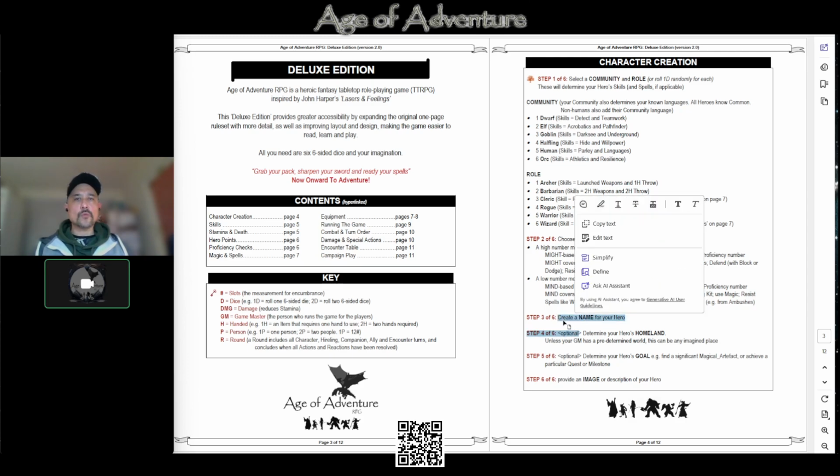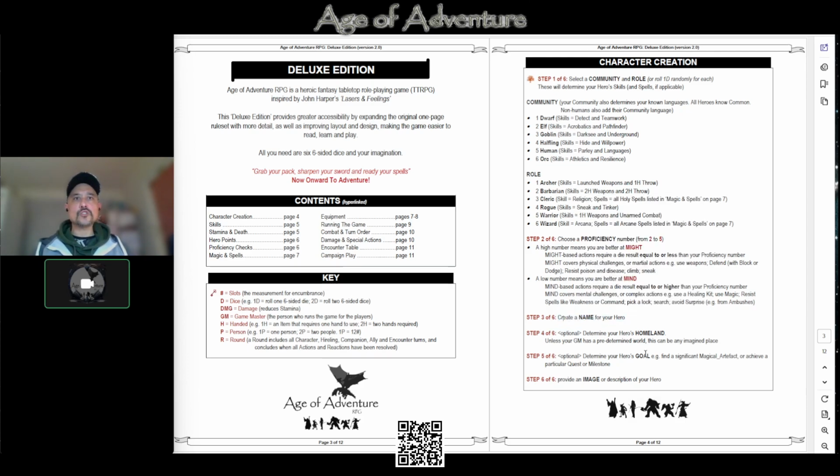There are also steps to create a name, choose a homeland and a goal, and provide an image. And then your character is ready to go on their adventure.